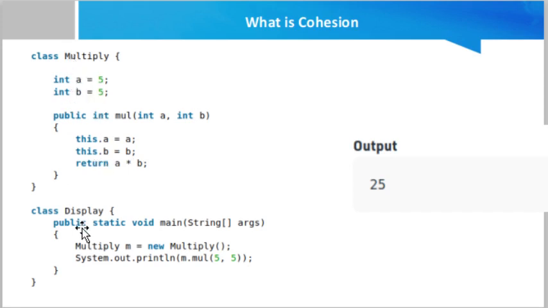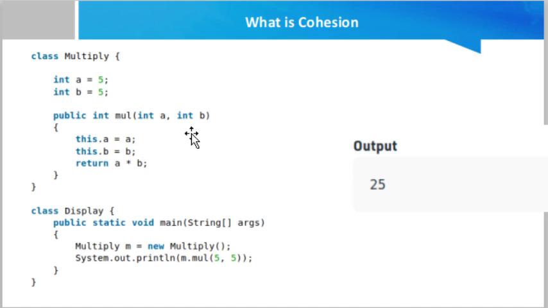Then class Display is another separate class. In the static void main method, we create an object of the Multiply class. Then System.out.println, we call the multiply method with 5 by 5, and it will return the output 25, 5 multiplied by 5. So basically this is an example of high cohesion.